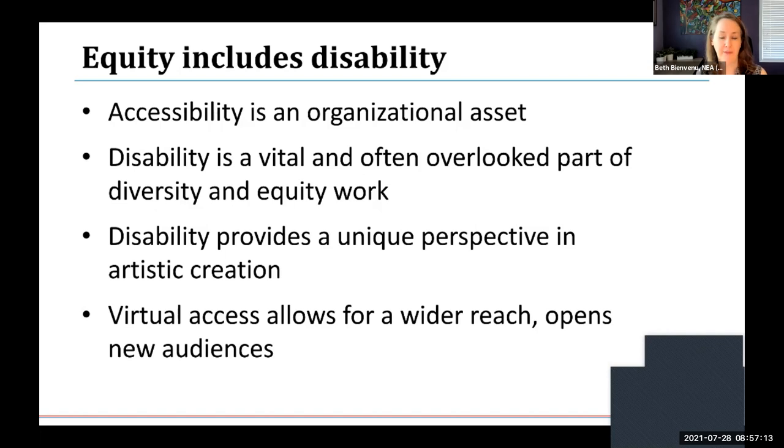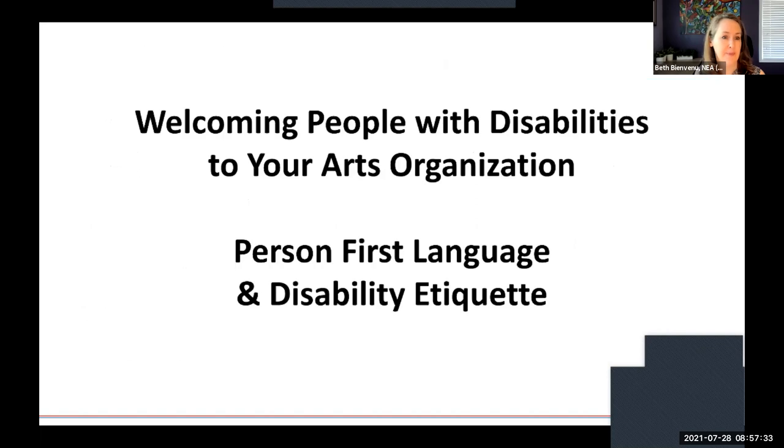It's a vital and often overlooked part of diversity and equity work. And I think I'm seeing a bit more of it included lately, and hopefully it's an ongoing trend. Disability provides a unique perspective in artistic creation, and it allows for a wider reach and opens up to new audiences. And as I said, also to retain aging audiences.